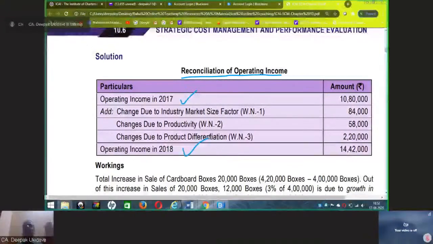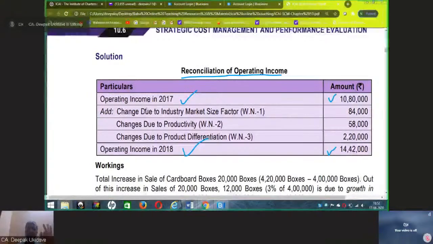This will be the standard format you will prepare every time you are asked for a profit reconciliation statement to be prepared for 2 years. So operating income in 2017 is 10,80,000 and operating income in 2018 is 14,42,000. We can compare this with the data given, and between these 2 years' figures, there are three factors responsible for the change in profit. Which are the three factors?